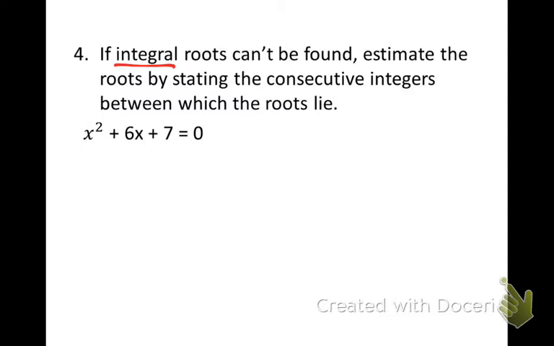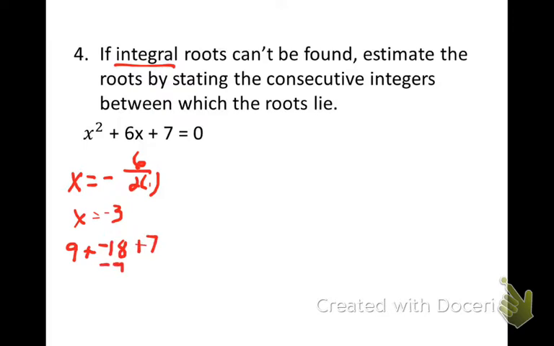All right, so you start the process the same way. You never really know this is going to happen until you get to the graph. So I'm going to start by finding my axis of symmetry. So I get x equals negative 6 over 2 times 1. So I get x equals negative 3. I'm going to put that in. Negative 3 squared would be 9. Plus 6 times negative 3 would be negative 18. Plus 7, so this would be negative 9 plus 7, so I'd get negative 2. So my vertex point is negative 3, negative 2.